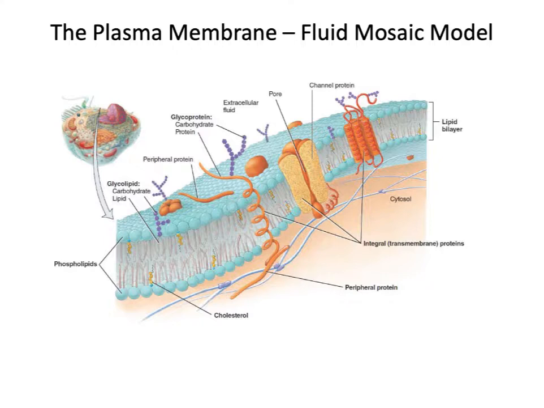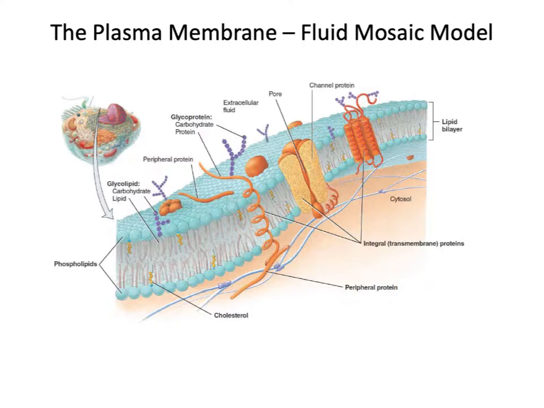Also present in the membrane are various glycolipids and glycoproteins. Glyco means sugar, so a glycolipid is a fat with a sugar group on it. A glycoprotein is a fat with a protein group on it. These molecules are used for signaling, transport, and identification in the cell.